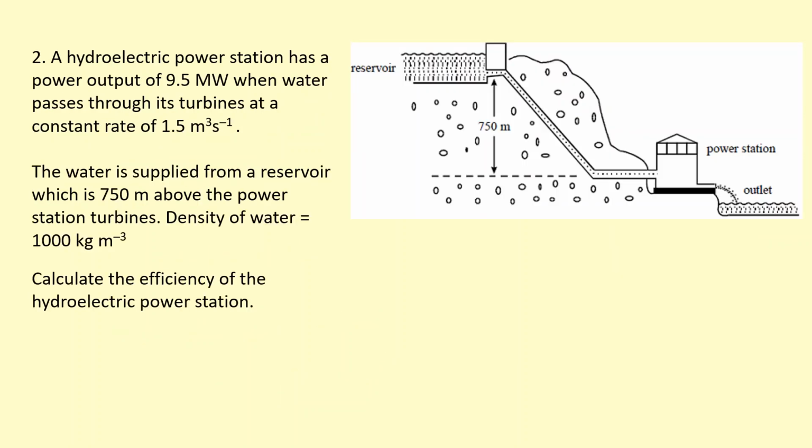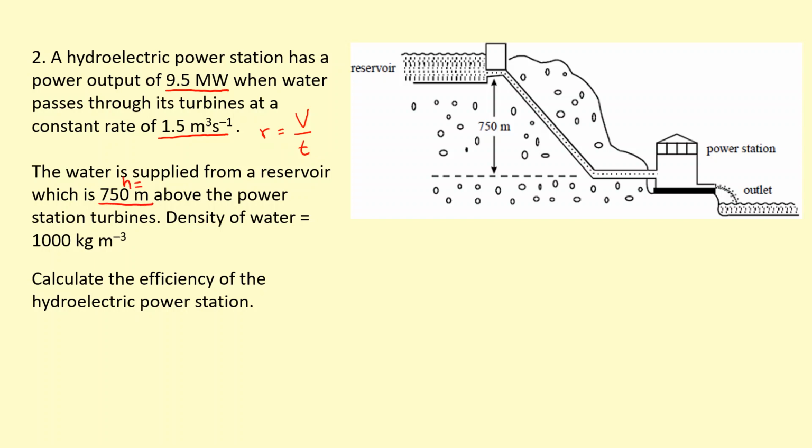A hydroelectric power station has a power output of 9.5 megawatts when water passes through its turbines at a constant rate of 1.5 meters cubed per second. Maybe you've never come across this quantity before, but you can figure out from the units what it means. It's meters cubed per second, so that's the volume per unit time. That's the rate at which the water is flowing past. The water is supplied from a reservoir which is 750 meters above the power station. That's your height there.